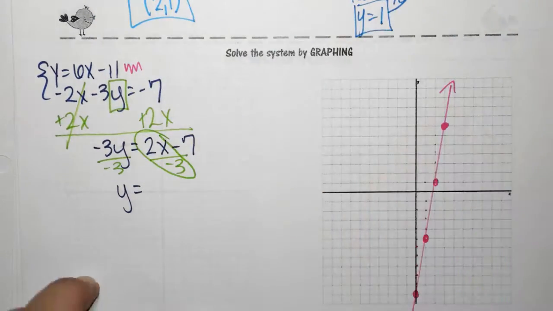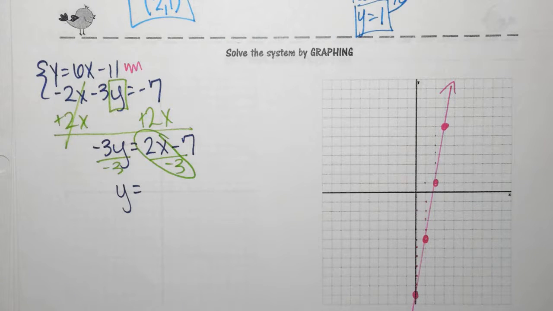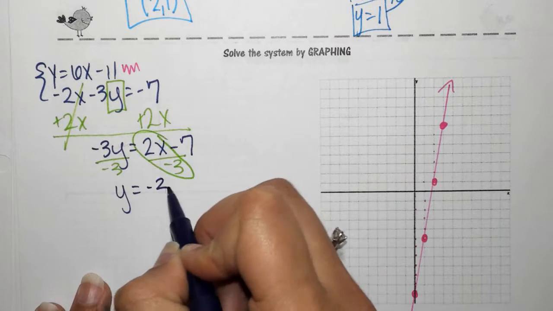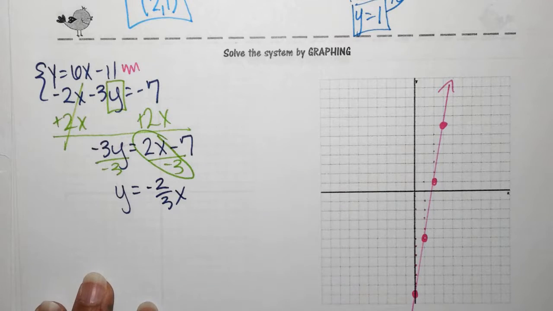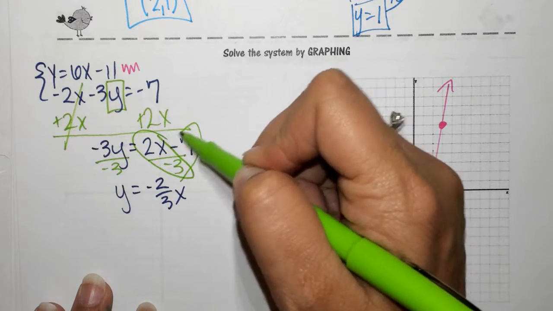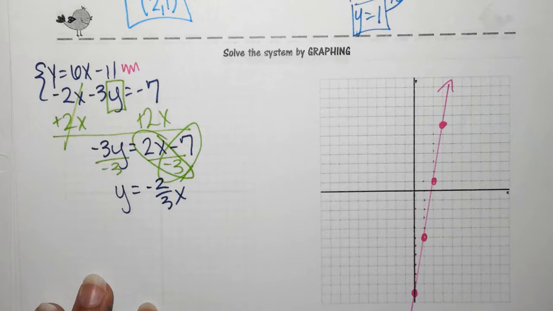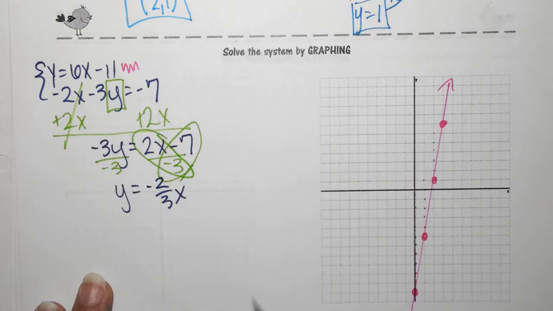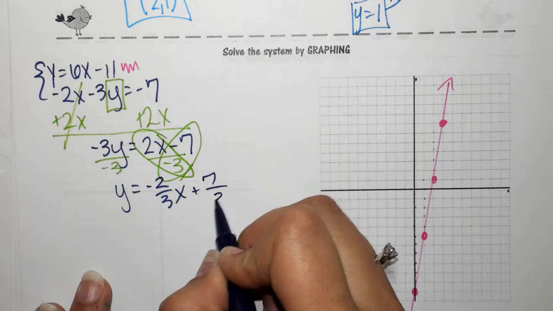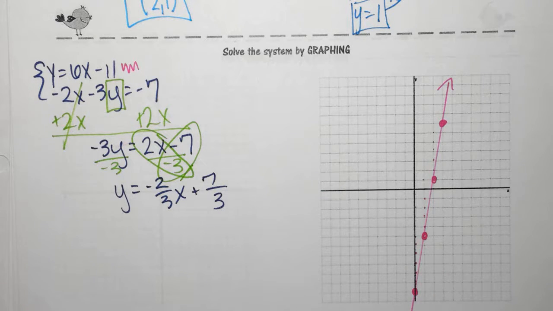Told you. Does 3 go into 2 or is it a fraction? A fraction. So negative 2/3 x. Does 3 go into 7? What is it called? We're dividing. So we write it as 7/3. What did we just do? Did we cross? We divided.